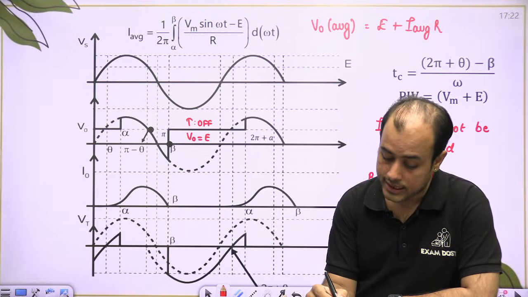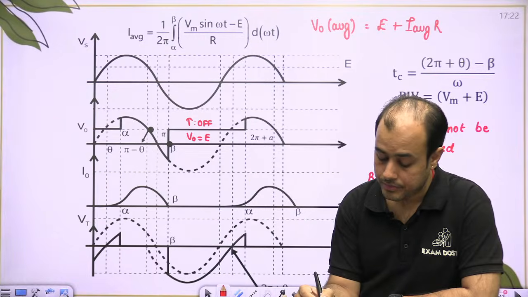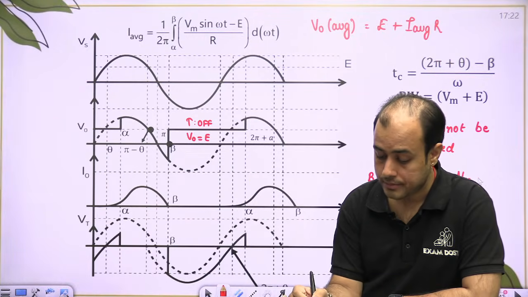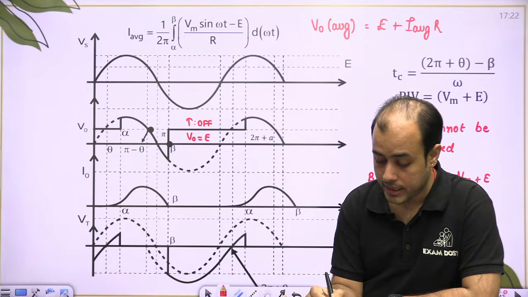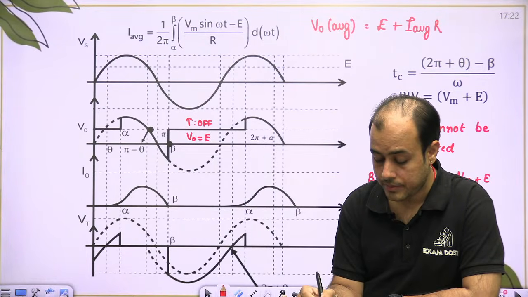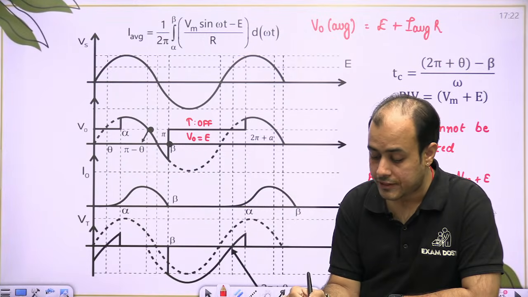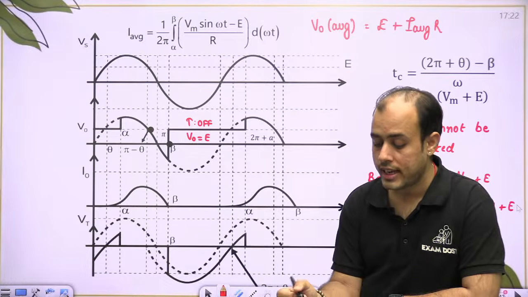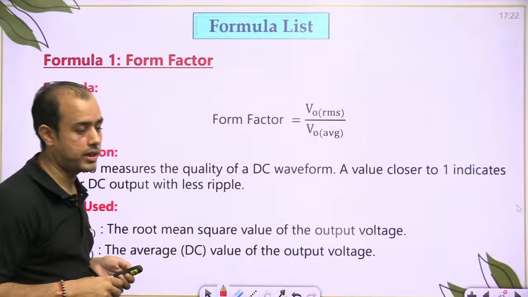And if beta is less than 3 pi by 2, then PIV is Vm plus E. If beta is greater than 3 pi by 2, the PIV changes, because if you go above 3 pi by 2, you cannot see the peak as Vm.